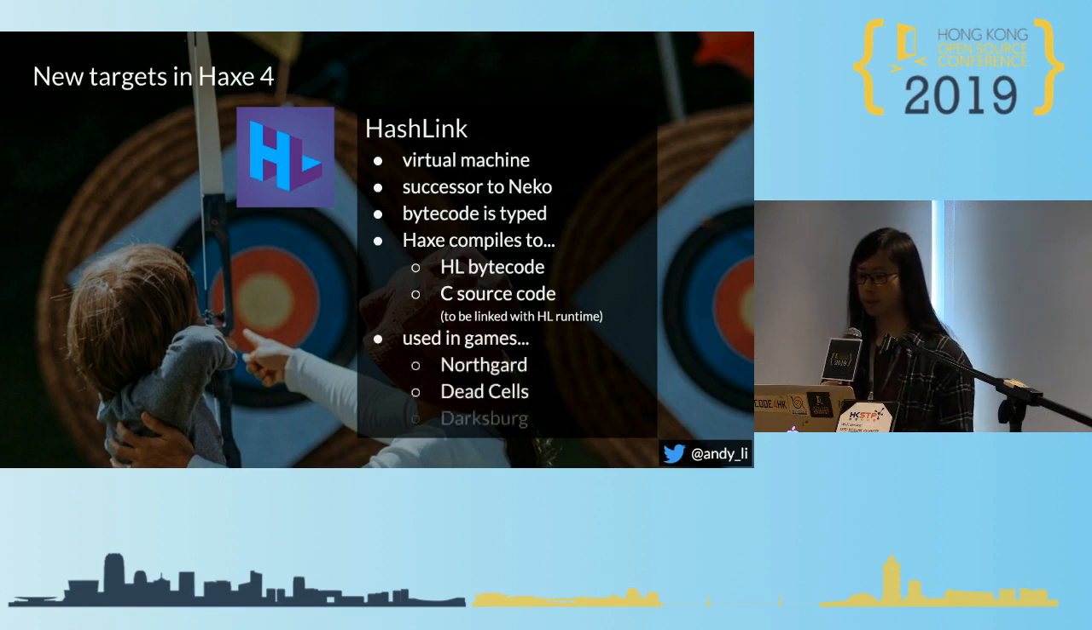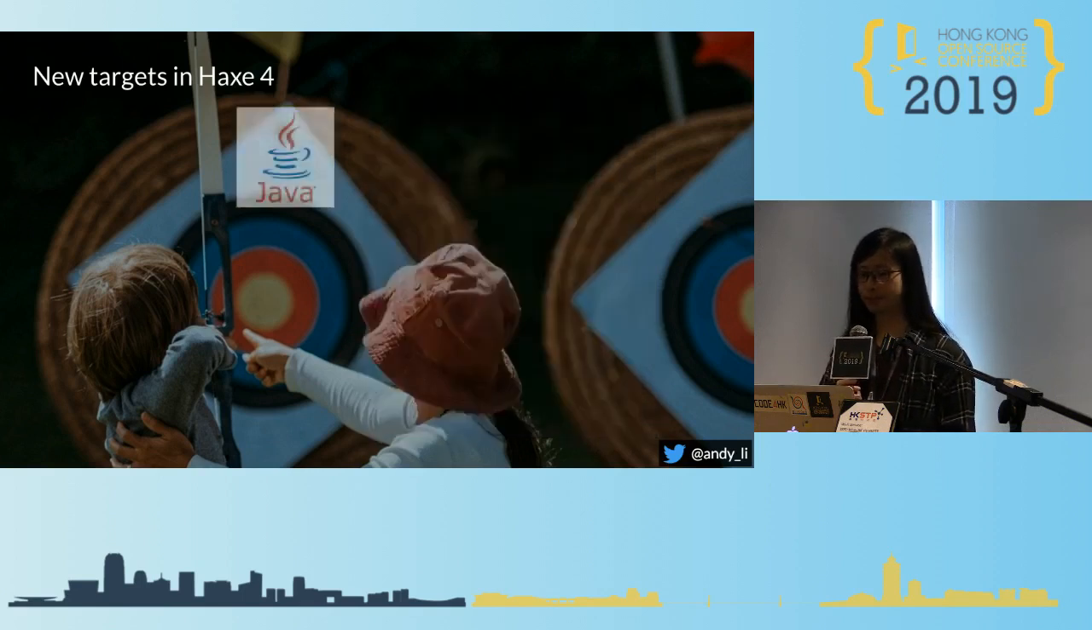The HashLink target is mostly used in games. There are a few that I think are quite successful. One is Northgard, another is Dead Cells, and also Darkbird. Darkbird, I think, is the latest one. It's not released yet. Okay, I didn't know that. So if you want to try, just browse around and see the trailers.